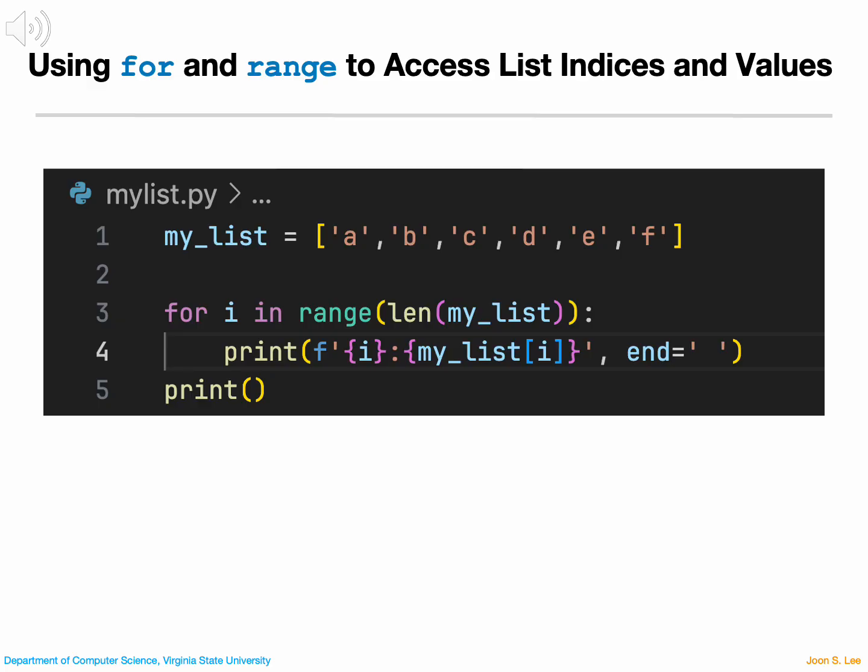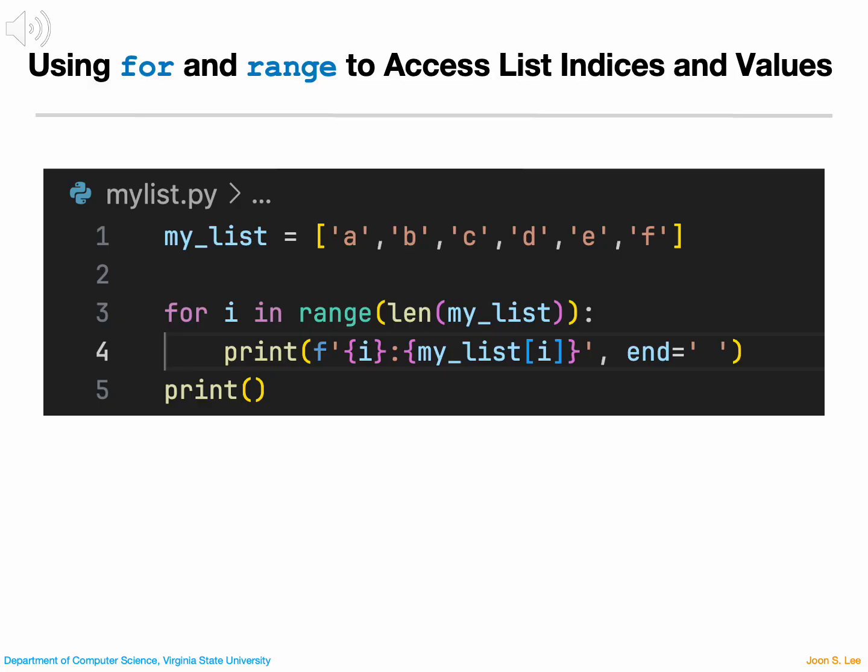So when we run this, the output looks like this: 0, a white space, 1, B, white space, 2, C, white space, 3, D, white space, 4, E, white space, 5, F. Pretty neat, right? Now we can see both the index and the value side by side. This is super helpful when you need to update specific positions in a list, you're debugging and want to see the index of each item, or you want to display information in a numbered format.